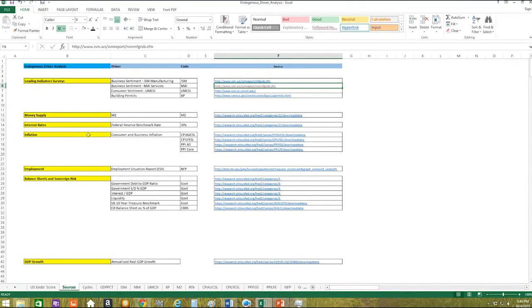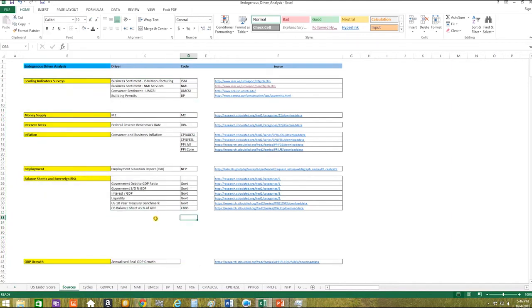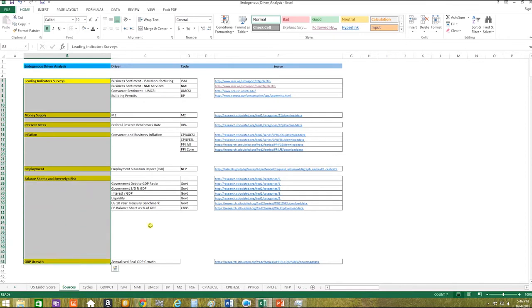So in your own time, have a look through the website, get hold of the data, and download it into the NMI tab. Also, just quickly to cover, we have all our drivers here as well. So all the endogenous drivers that we're going to be looking at as we go through the endogenous analysis.